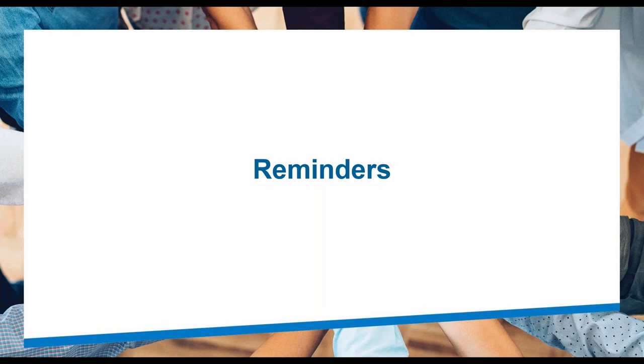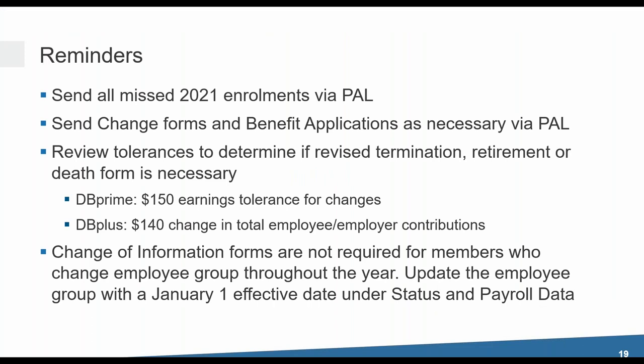On the next 3 slides, we've listed a few reminders to watch for when going through the DCT. Send missed enrollments, change forms, and benefit applications via PAL to ensure prompt processing. Review tolerances to determine if a revised termination, retirement, or death form is necessary. Change of information forms are not required for members who change employee group throughout the year. Update the employee group with a January 1st effective date under status and payroll data.